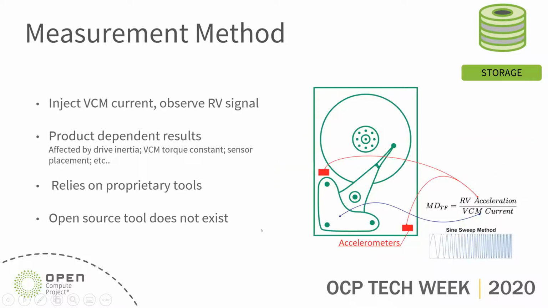There is a way to measure it directly. Currently at Seagate, we have a tool based on our product. We can inject VCM current and look at the RV sensor measurement. The injection is done using the sine sweep method, which allows us to directly measure the transfer function between the current and the acceleration of the drive base deck. So the plots which I'm providing here are based on this tool.